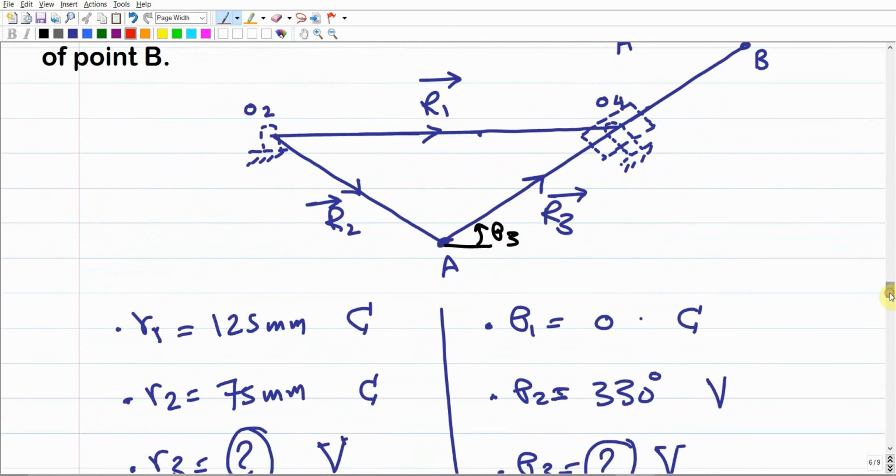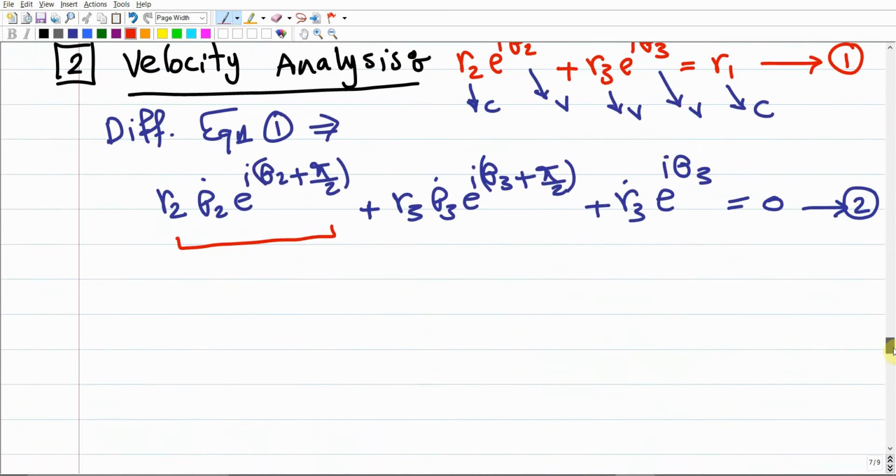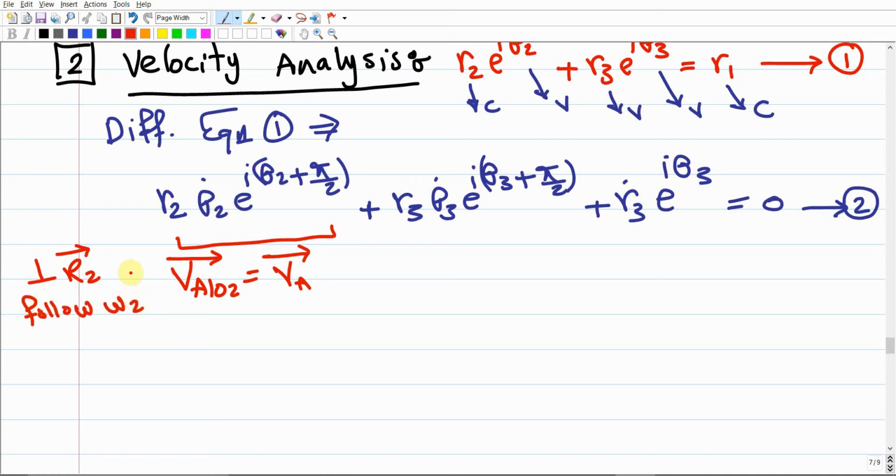It means that this should be the relative velocity of point A with respect to O2. It means that this is directly the absolute velocity of point A, because O2 is already a fixed point. So investigating this one, we're gonna say that this should be the VA relative to O2 vector, which should be the VA vector, and it should be perpendicular to the R2 vector. Why should it be perpendicular? Because there is a pi over 2 angle shift here, and it should follow the omega 2 direction. Make sense? This is for this component.